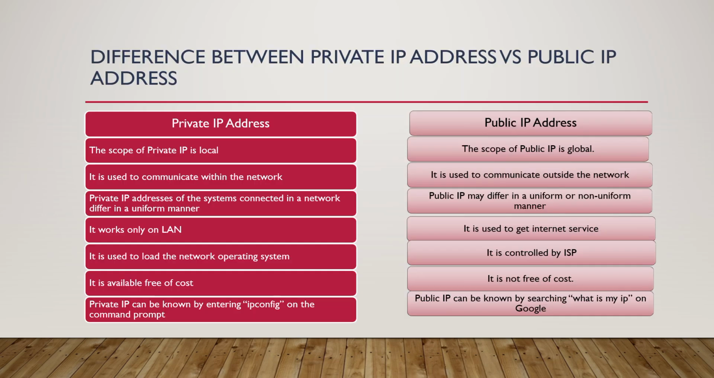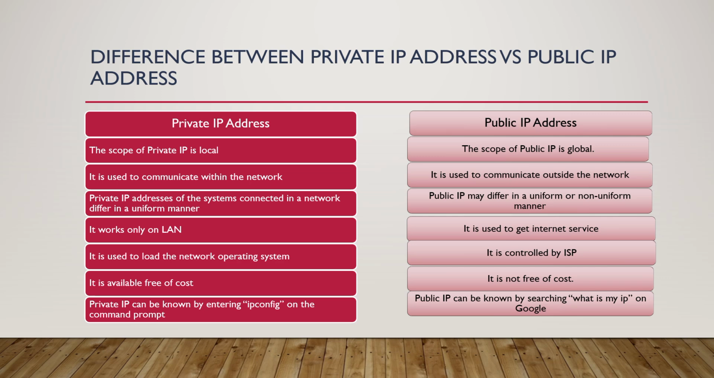Here is the difference between private IP address versus public IP address. The scope of private IP address is local. On the other hand, the scope of public IP is global. Private IP address is used to communicate within the network, and on the other hand, public IP address is used to communicate outside the network. Private IP addresses of the systems connected in a network differ in a uniform manner, and public IP may differ in a uniform or non-uniform manner.